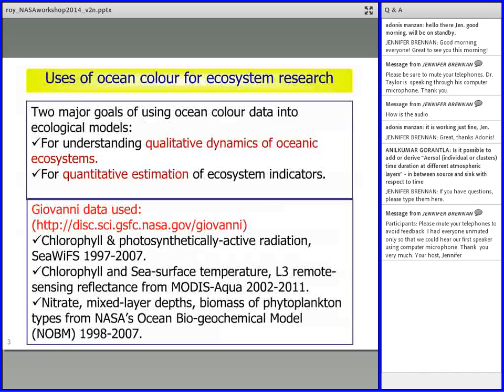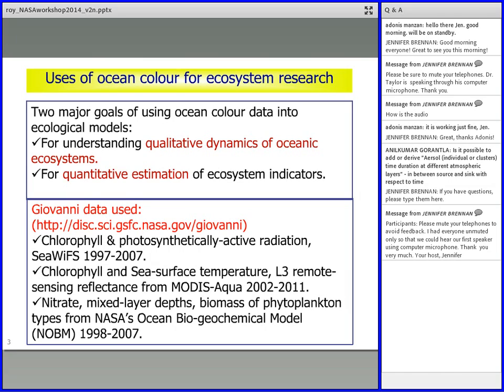So let's start with my research goal. The two major research goals on using ocean color data for me were to understand the qualitative dynamics of oceanic ecosystem, and secondly, to estimate important ecosystem indicators. And I've used data from Giovanni, and here is a list of the data that I have used.